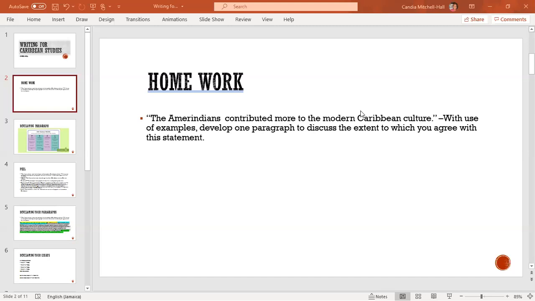Sir, I did it. You can read for me, please. The Amerindians contributed more to the modern Caribbean culture. The Amerindians contributed to the way we speak, eat, and our recreational activities. Some of the words like tobacco and hurricane is used all over the Caribbean. Popular dishes like jerk and bami is also eaten a lot. Smoking tobacco and going rafting on the Rio Grande are popular among Caribbean people.